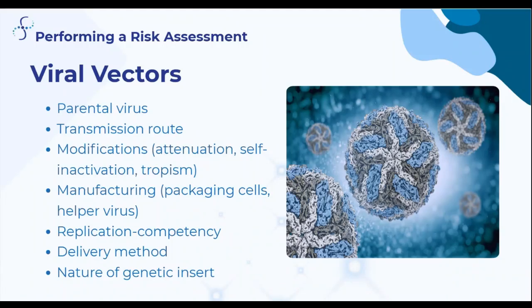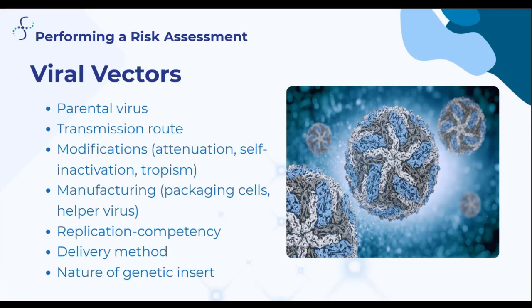Let's start by identifying the parental virus. Its inherent pathogenicity, host range, and known transmission routes can influence the biosafety level required. Next, we need to evaluate the modifications made to the vector. Has the virus been attenuated? What is the nature of attenuation? Is it self-inactivating? Has its tropism, or cell targeting, been altered to extend the host range?